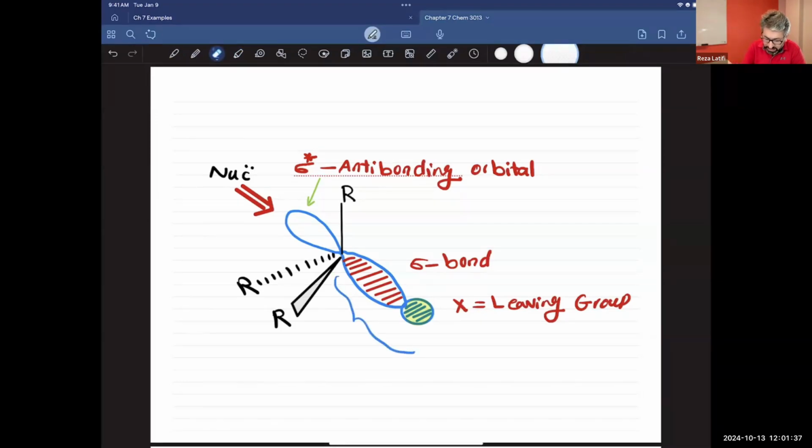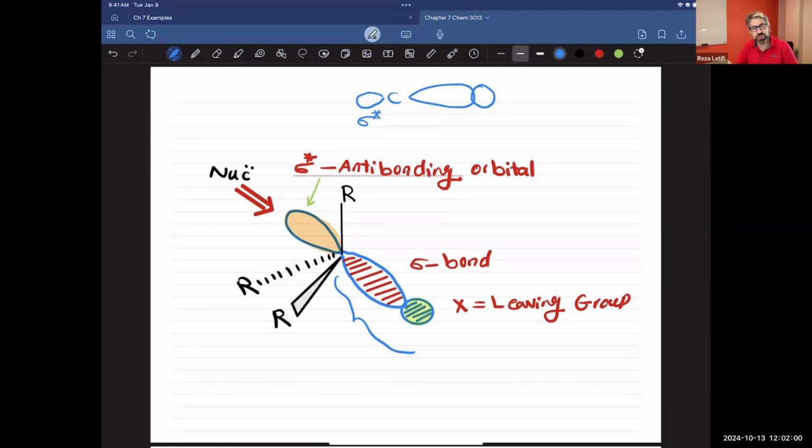And what do I have here? I have a lobe. Any sigma bond, if you remember, if you have a carbon involved in a sigma bond, it will have a tiny lobe there, and technically we can say that's going to be the sigma star orbital. So the sigma star orbital is at the back of the molecule, and we can reach it from the back.